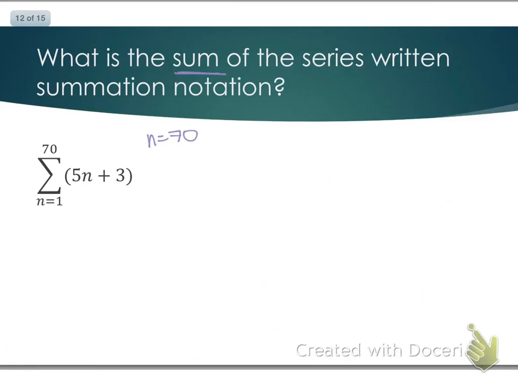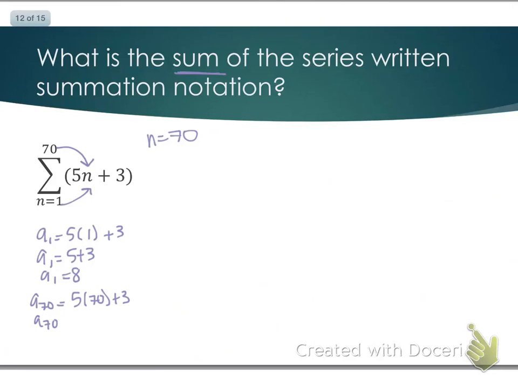To find my first term, I'm going to plug 1 in to figure out what it is, because I'm starting with 1. So a sub 1 equals 5 times 1 plus 3. 5 times 1 is 5. 5 plus 3 is 8. So there's my first term. To figure out my last term, I now need to plug in 70, because there are 70 terms, so 70 should be where my last one hits. So now I'm going to find my last term by plugging in 70. So 5 times 70 is 350, plus 3 is 353.